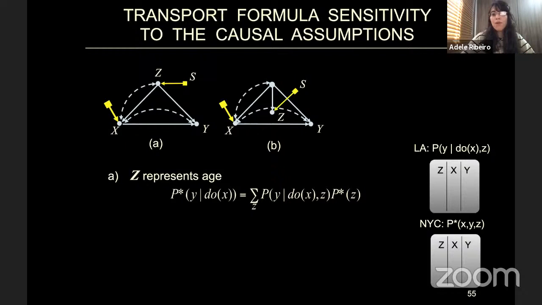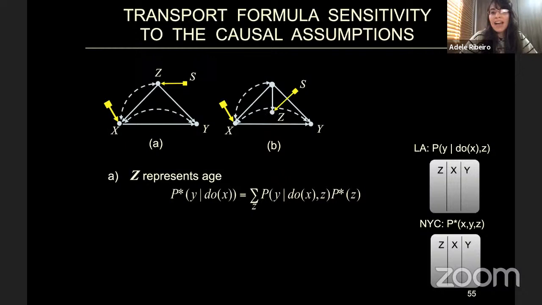So both of them could generate the same data that we have observed. Without knowing what the assumptions are, I cannot decide if it's this one or this one just using the data. I need to know what the selection diagram is. So if this is the case where I have a variable Z that's just a proxy.